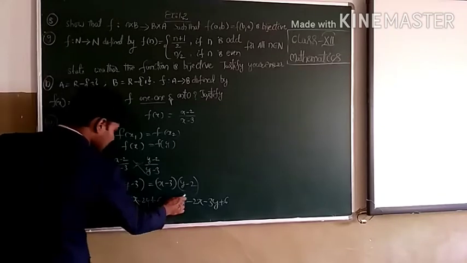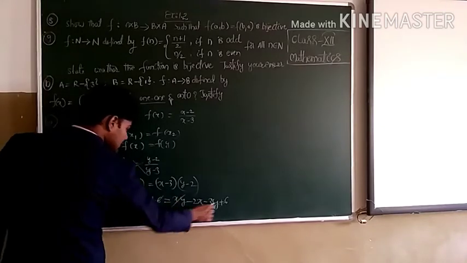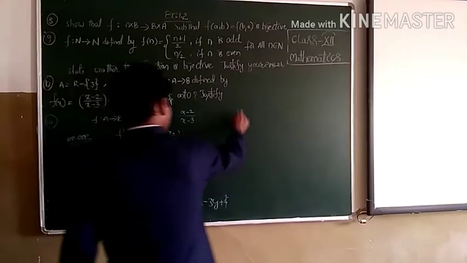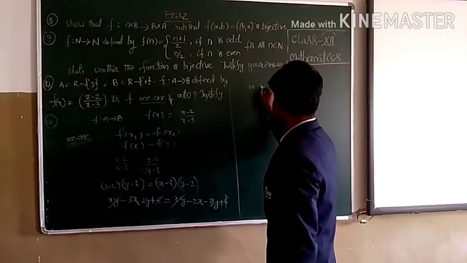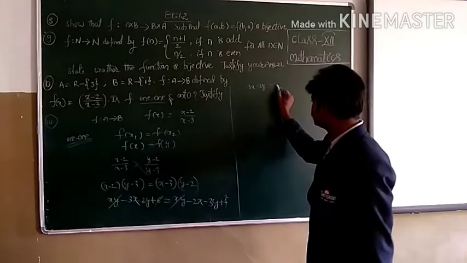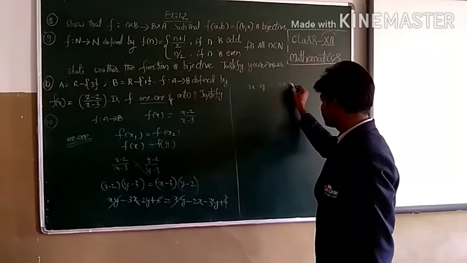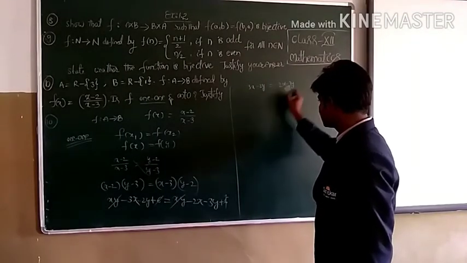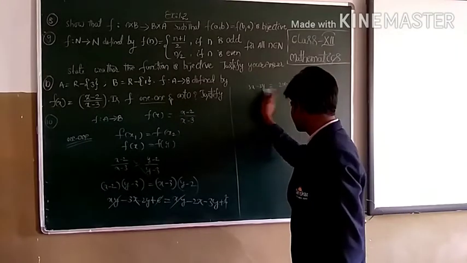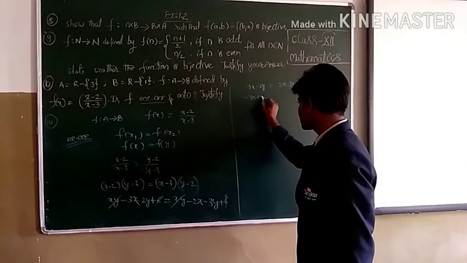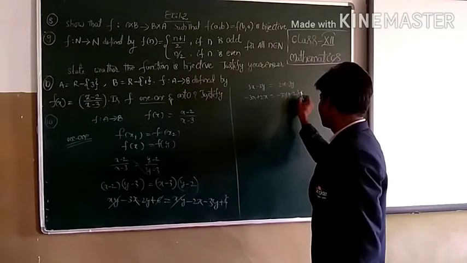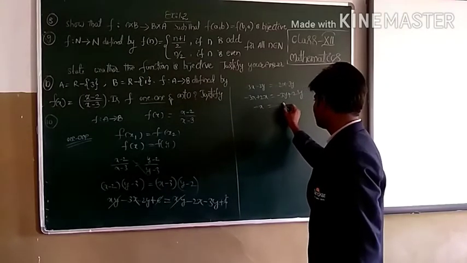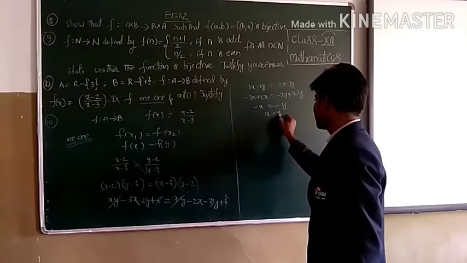So xy cancel here, and 6 and 6 are cancelled here. So remaining we have minus 3x minus 2y is equals to minus 2x minus 3y. Now send minus 2x to this side, minus 3x plus 2x is equals to minus 3y plus 2y. Okay, minus x is equals to minus y, then x is equals to y, right?